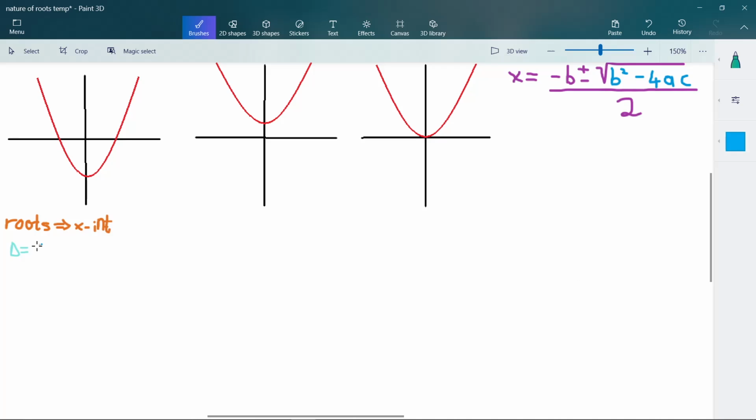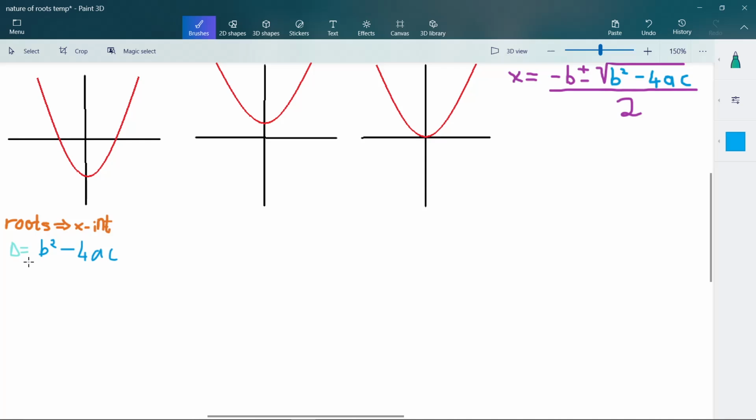But the nature of the roots is kind of the properties of those roots, like what they are like, and it is all defined by this triangle right here. It is called the discriminant of a function. The discriminant of a function is just equal to b squared minus 4ac, and this is familiar because it is just this part right here from the quadratic formula.